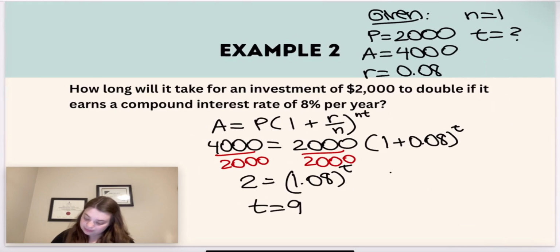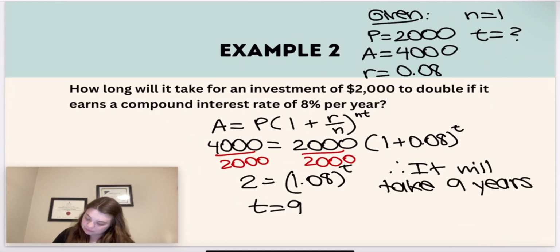And so, therefore, it will take 9 years to double the investment.